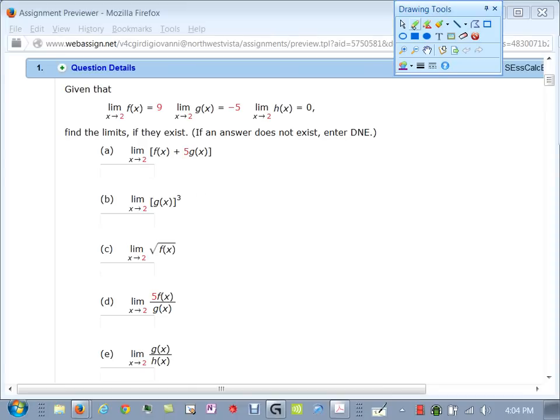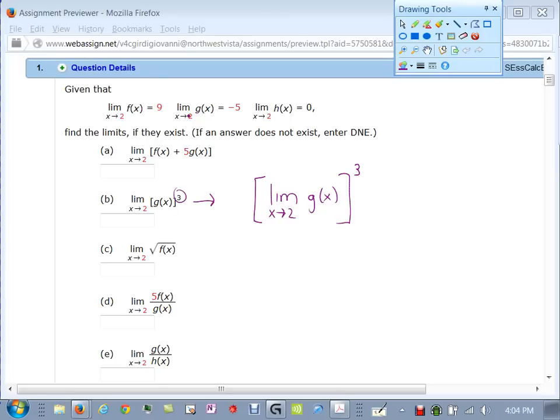Okay, next one here. This one here, we use the property that having this cubed out here means what we can do is take the limit as x approaches 2 of g of x. Instead of cubing g of x here, we can move the cube outside the limit and do the limit first. Now the limit as x approaches 2 of g is -5, so that's just -5 raised to the third power, which is -125.